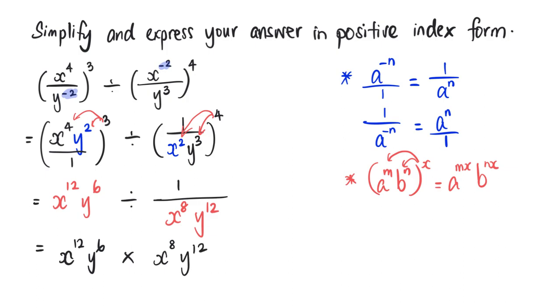And finally, it will eventually lead me to the final answer, where I'm going to apply: if I have the same base, and when I multiply them, I actually add the power. So that is what you will see me doing. 12 plus 8, x will be equal to the power of 20.